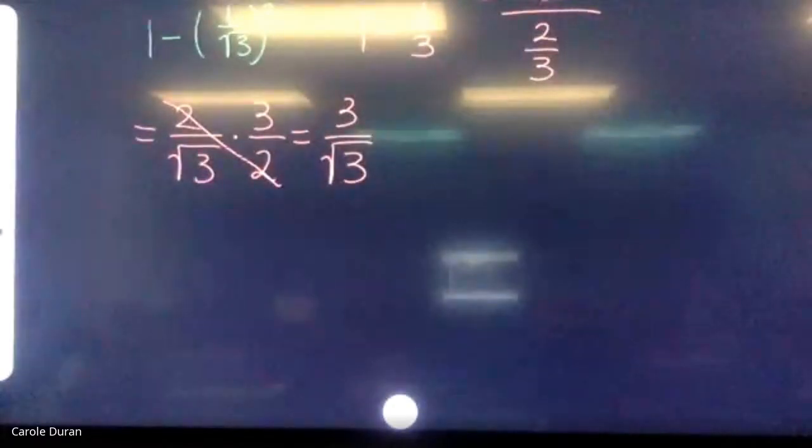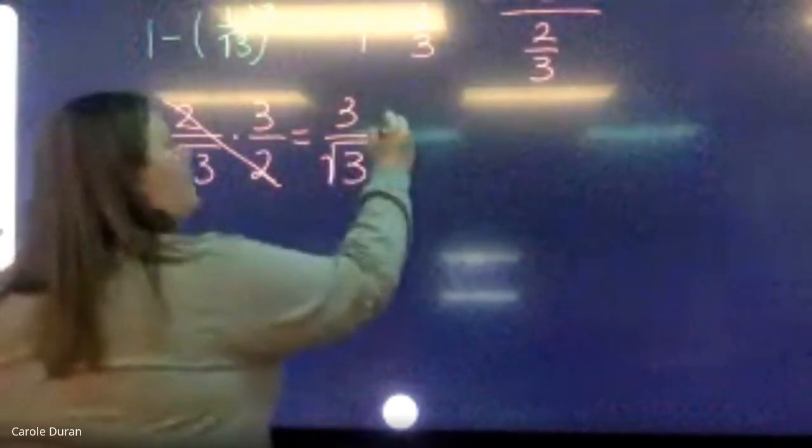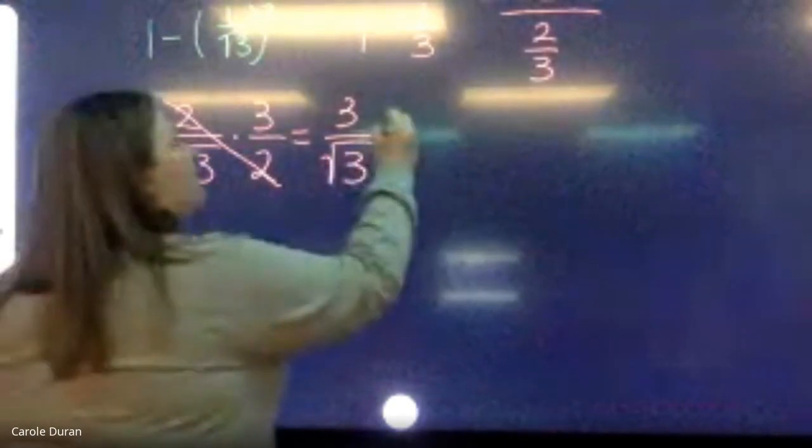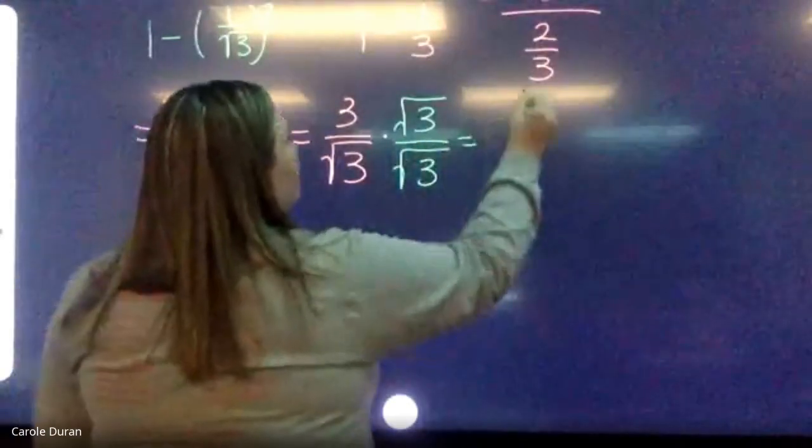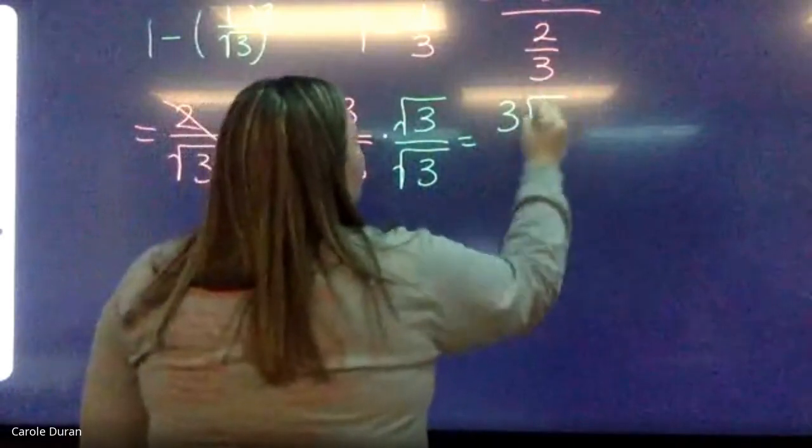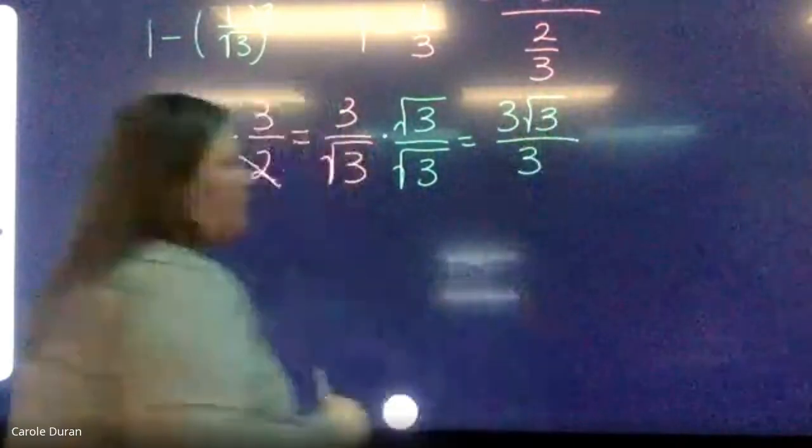We're going to have to get rid of the square root. Yes. Okay, so this is the kicker. We do not like to leave a square root in our denominator, so I need to rationalize it by multiplying that square root into both the top and the bottom. So I'm going to multiply both the top and the bottom of this fraction by the square root of 3, and I'm going to end up with 3 times the square root of 3 over 3.